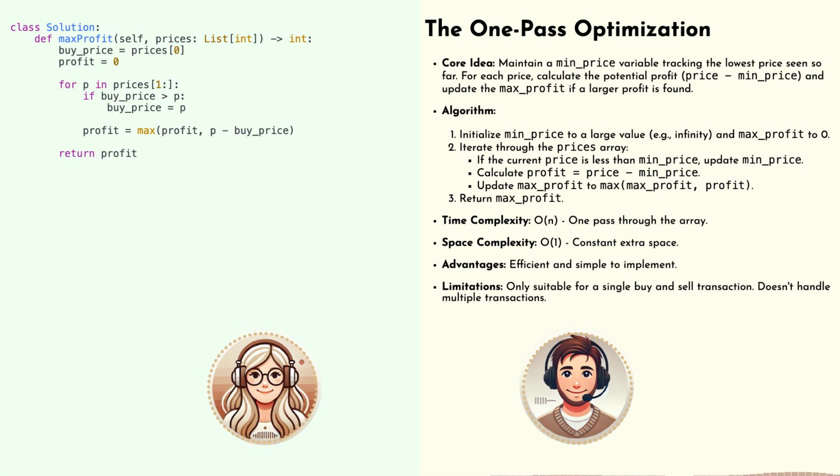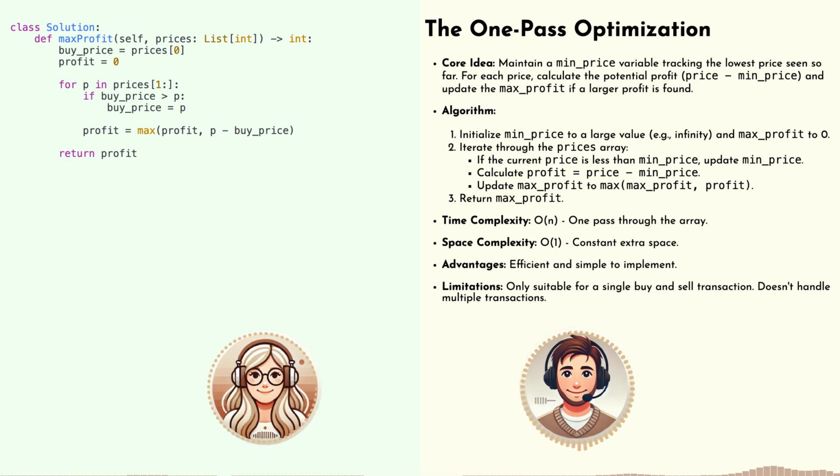Right. So instead of checking every combination, what if we just went through the list of prices once? Just one pass through the data. Yes. Now you're thinking. But how would we keep track of the best buying and selling points as we go without looking back? Here's the clever part. As we move through the list, we can keep track of two key things: the minimum buying price we've seen so far, and then the maximum profit we could make based on that minimum.